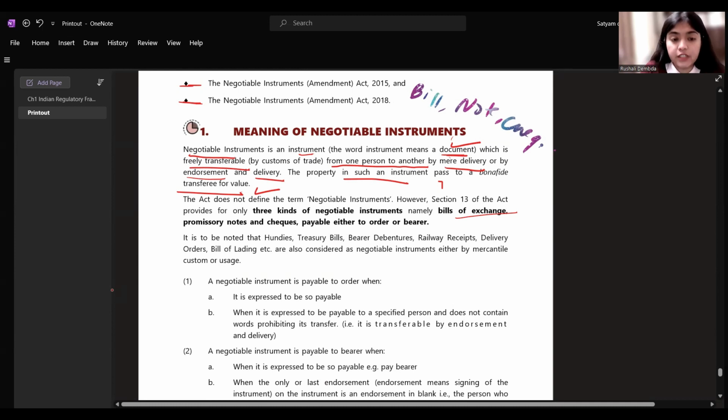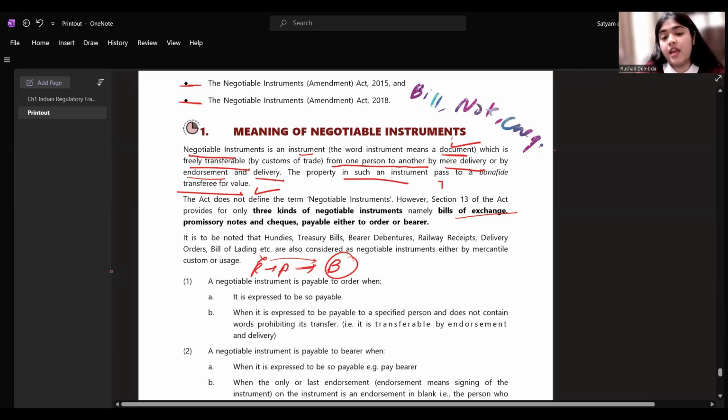If order is given to someone, like if R is giving order to A to pay the amount to B, R says, don't pay me, do not pay the amount to me, pay the amount directly to B. So this is by order.